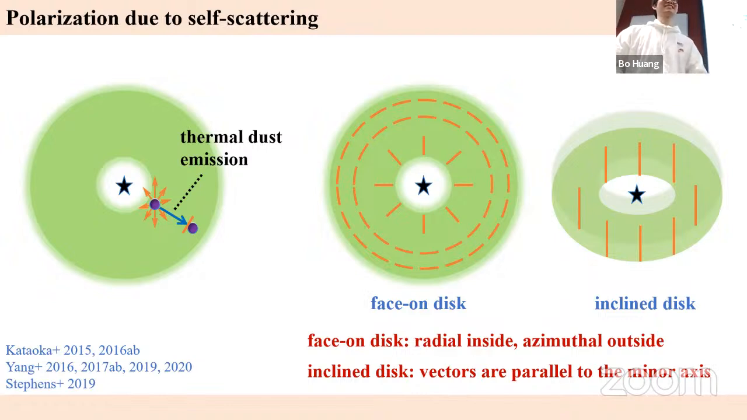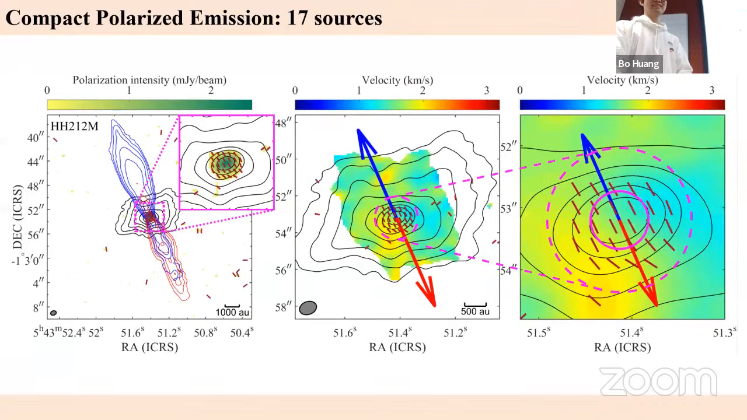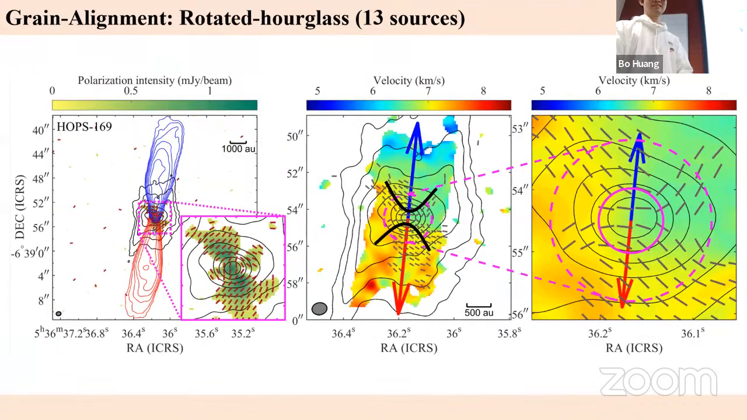One question about the rotated hourglass morphology. You say that gravity is pinching the magnetic field lines, but at the same time you have the outflow going in the other direction, pushing material away. How do you put together these two things?